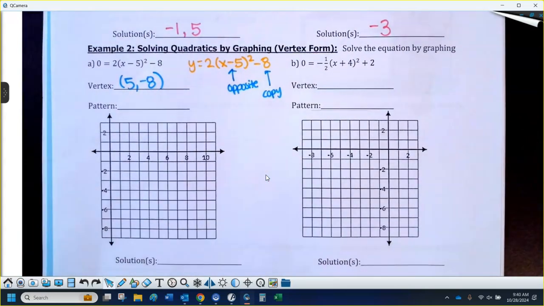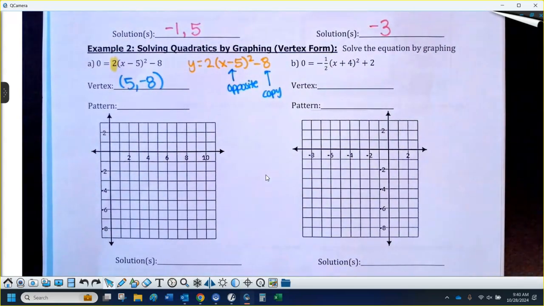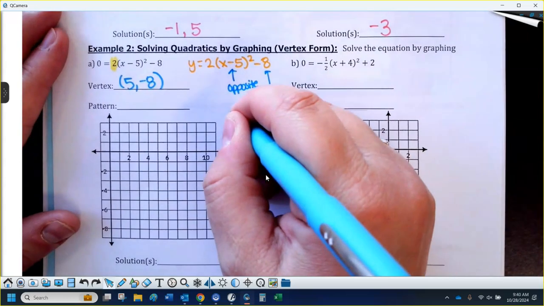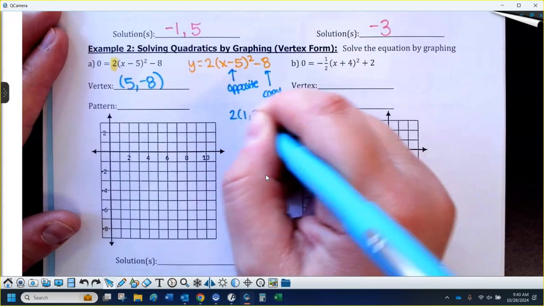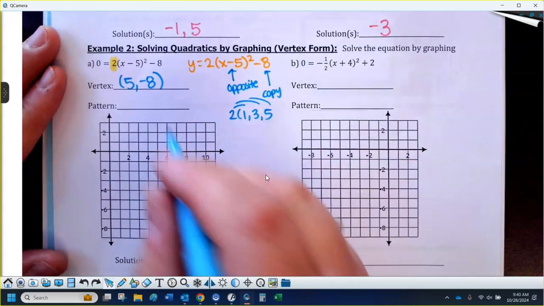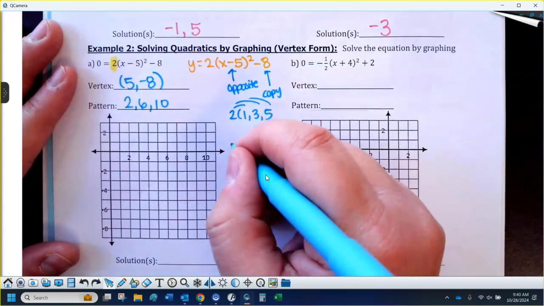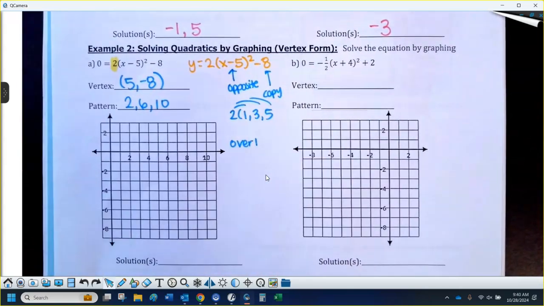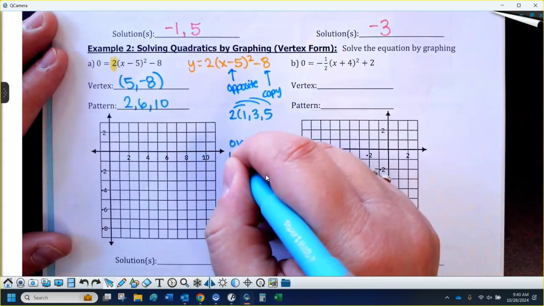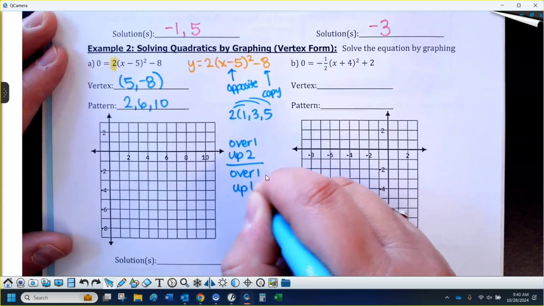Now, the pattern here would be a little bit different because we have this 2 out in front as my a value in vertex form. Whatever's in front of the parentheses, that's your a value. So don't forget that. You just take that a value, multiply by 1, 3, 5. That being a 2 is going to stretch the parabola, make it more narrow than the ones we were just graphing. So this would be 2, 6, 10. So whenever you graph these, you go over 1 from the vertex and then up or down the pattern. In this case, I'd go over 1, up 2, then over 1, then up 6.